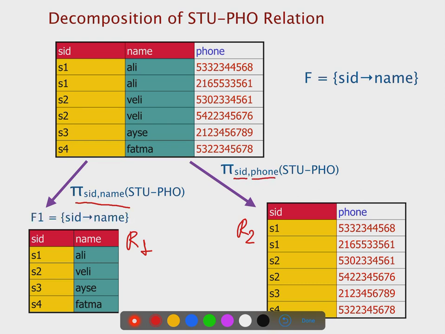So the first relation will have the functional dependency SID determines the name because it has SID and name attributes, while the second relation will not have any functional dependencies.